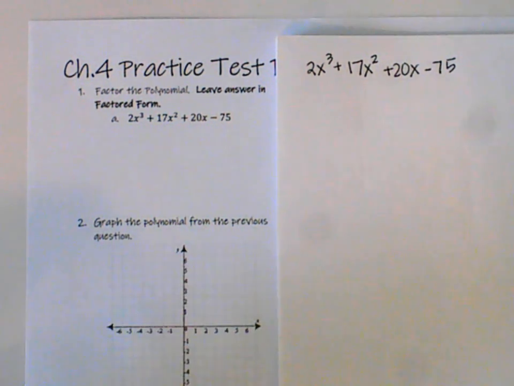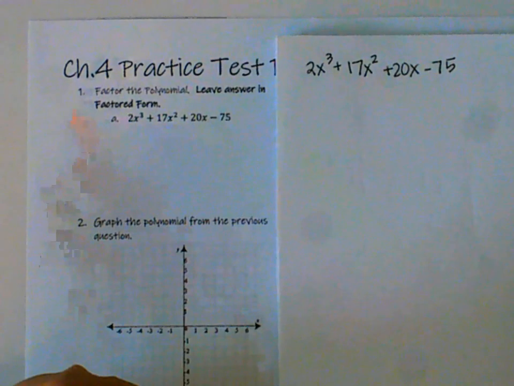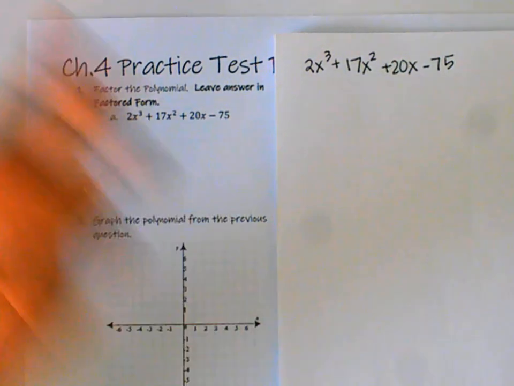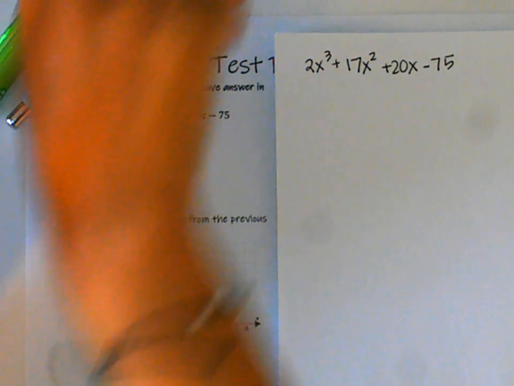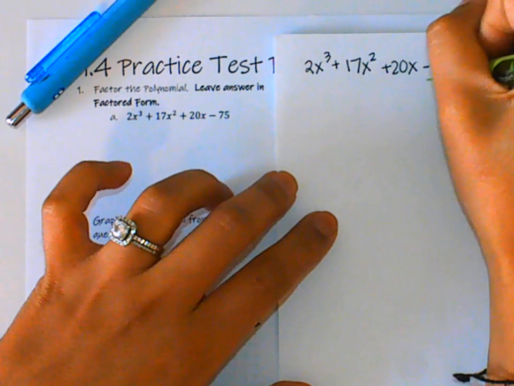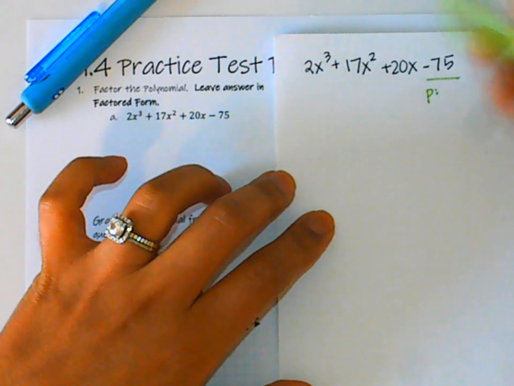So starting with this, I can look at this and I know that I'm not going to be able to factor this by grouping because 17 is a prime number. So I wouldn't be able to simplify that very much. I'm going to do this with the rational root theorem, which says that I need to find all of my factors to 75.